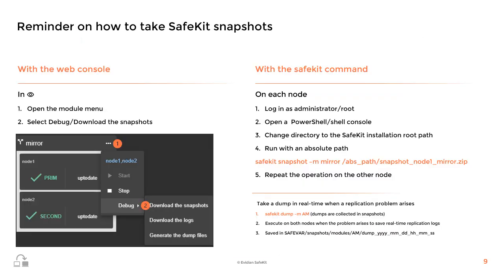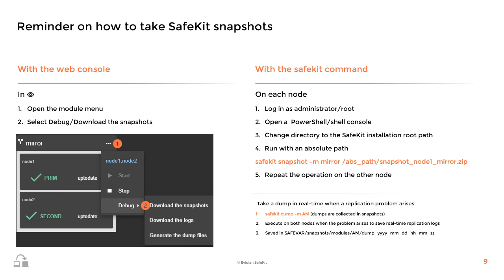Let's review how to take SafeKit snapshots. You can take a module snapshot on each node, either with the web console or with the SafeKit command. As shown in the figure on point 1, you can download both mirror module snapshots from Node 1 and Node 2 by clicking on the global menu of the mirror module and opening the debug submenu. This will download on your workstation two .zip files corresponding to the two module snapshots of the two nodes.